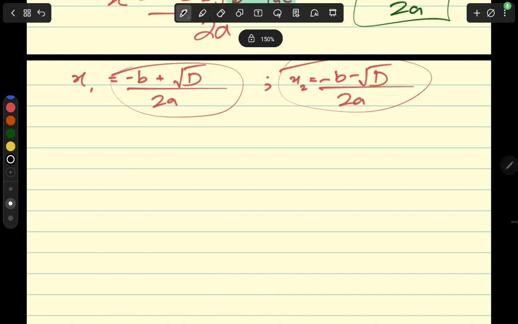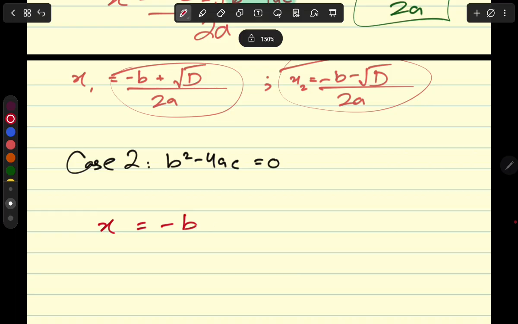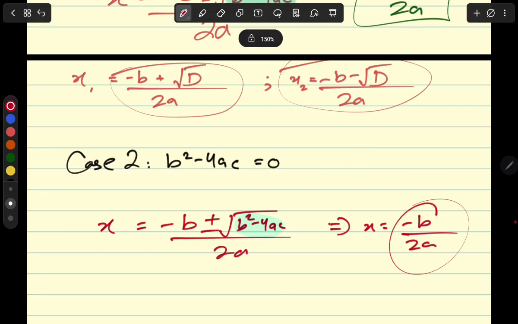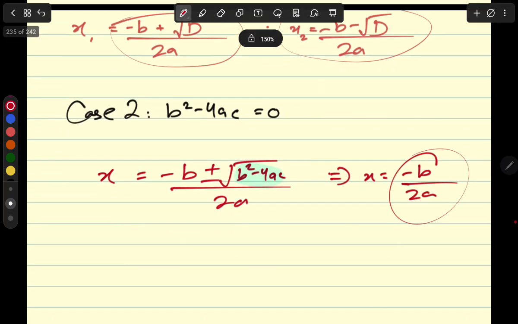Similarly, in case number 2, let's say your discriminant is equal to 0, or your b squared minus 4ac is equal to 0. Recall from the formula, your roots exist at minus b plus minus under root b squared minus 4ac upon 2a. Now if the inside simply becomes 0, you have a single root, right? So x is equal to minus b upon 2a. This becomes your turning point as well as a root, right?